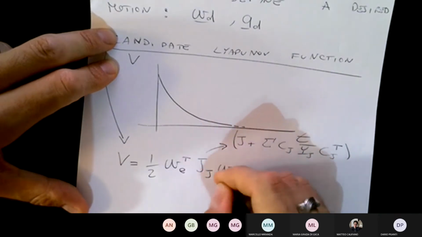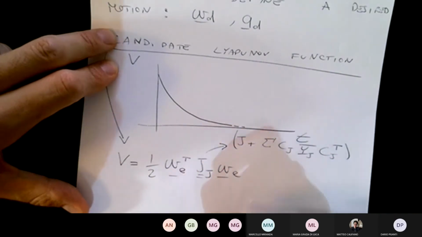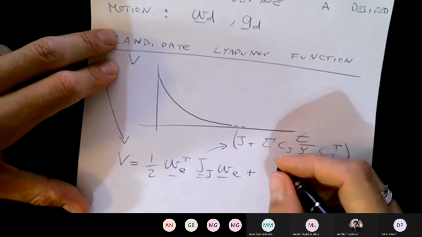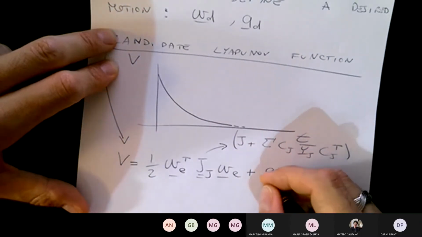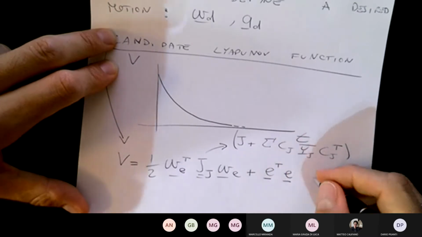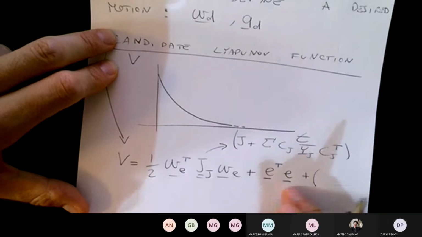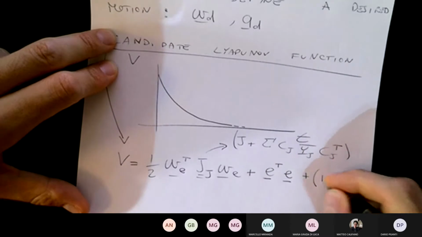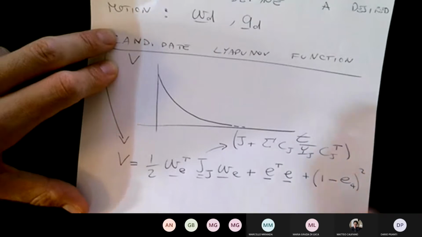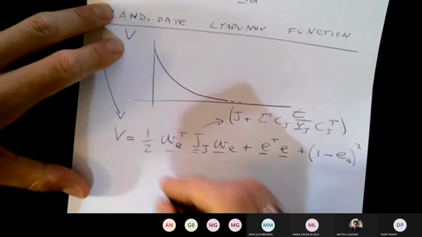That multiplies omega error. This is a matrix. Of course, I'm going to drop all these things in a second. Then we have, I'm going to tell you what this is: a portion of the error quaternion, transpose, that multiplies itself, plus, so these are the vector part of the error quaternion, and then we have this term 1 minus the scalar component of the error quaternion squared. That's my candidate Lyapunov function.